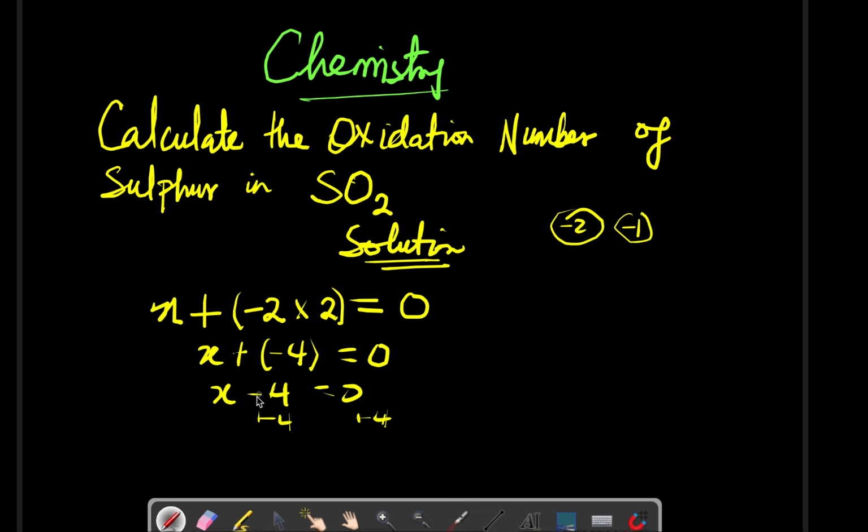Because we want to eliminate this one to get x, which stands for sulfur. So you can see that minus 4 plus 4 will give you 0. Therefore, x will be equal to 0 plus 4, which gives you plus 4. So the oxidation state, or oxidation number, of sulfur in this particular compound is positive 4.